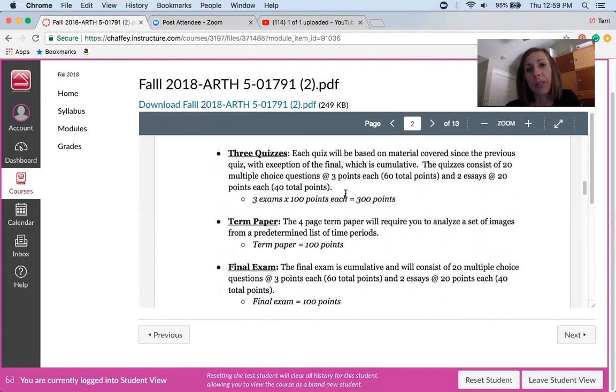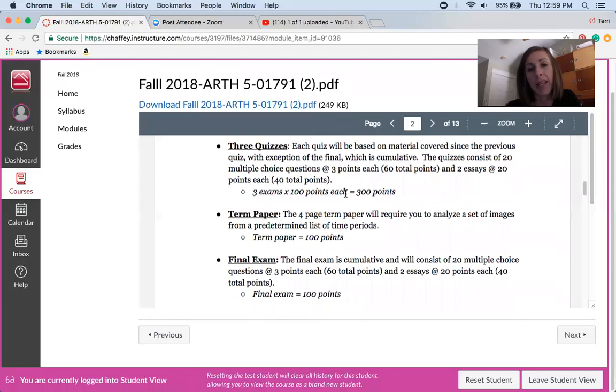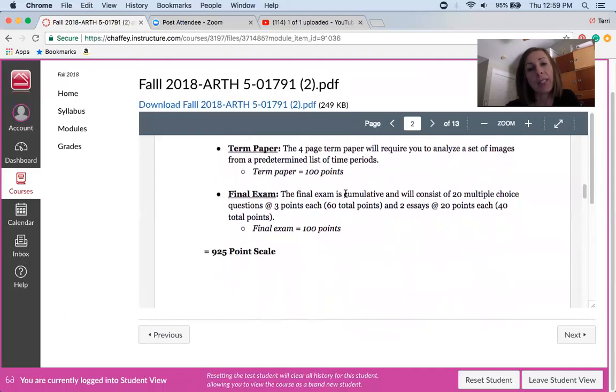Those are 20 multiple choice and 2 essay questions. So like 2 big solid paragraphs for essays. After that is a term paper that we'll talk about. It's 100 points. It's 4 pages double spaced.